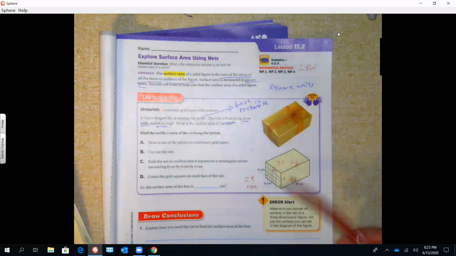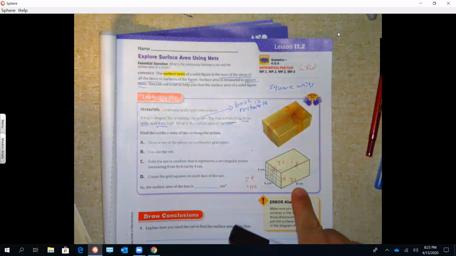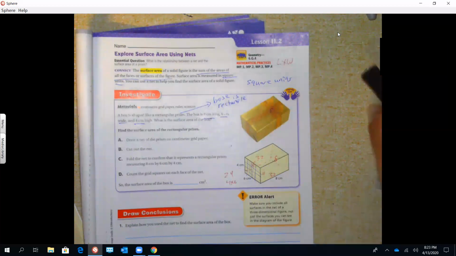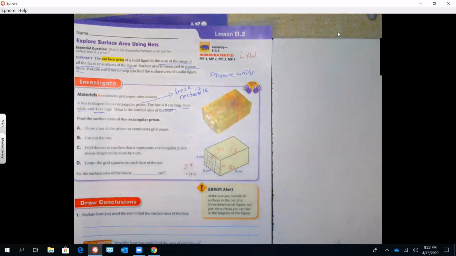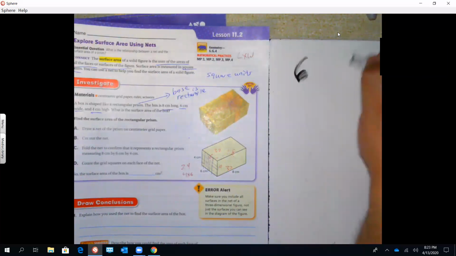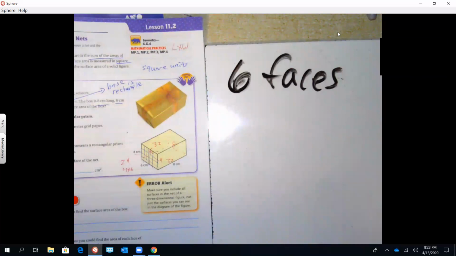So in this scenario, you have to measure in centimeters or square units. So we have our rectangle right here, and we know that we're going to take the area of each of the lateral faces. In a rectangle or a square, you should have 6 faces. How many faces do you have? You should have 6 of them. Now you're not going to see all the faces, so you have to visualize.